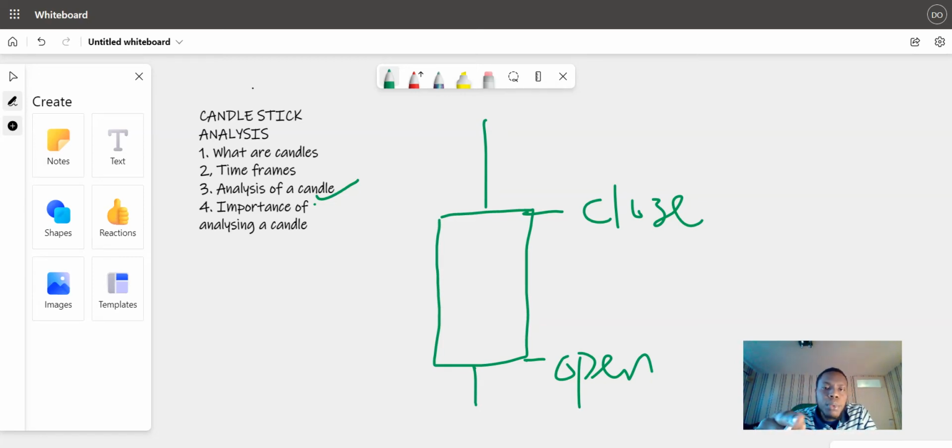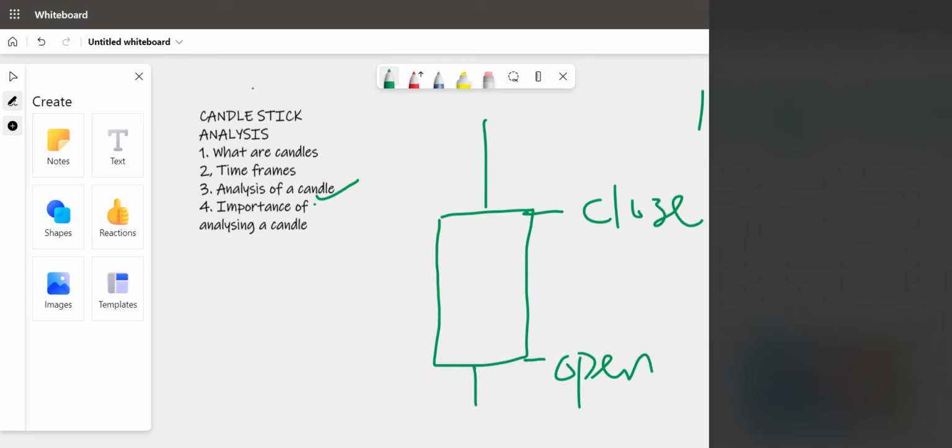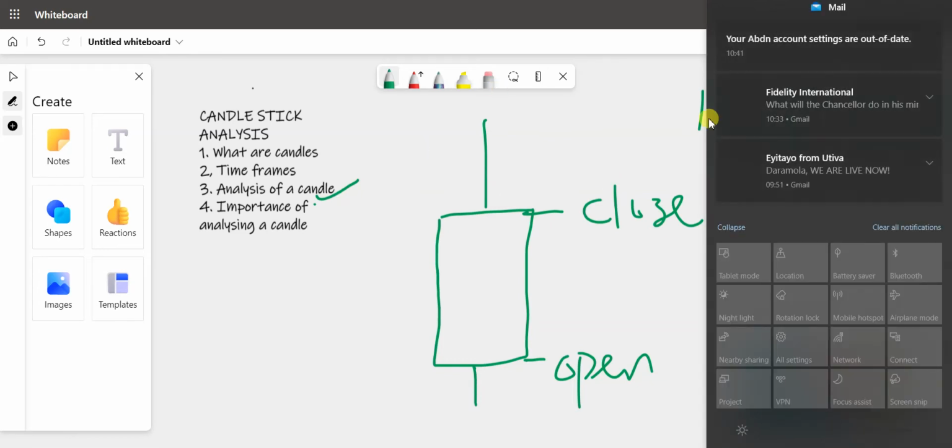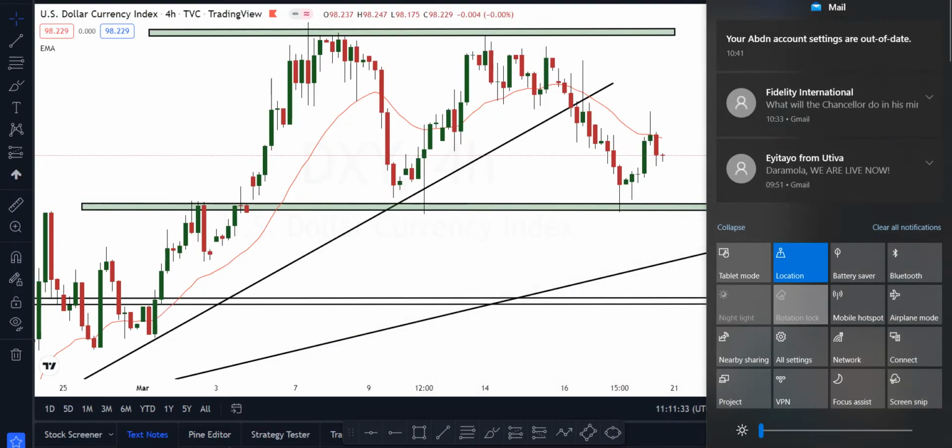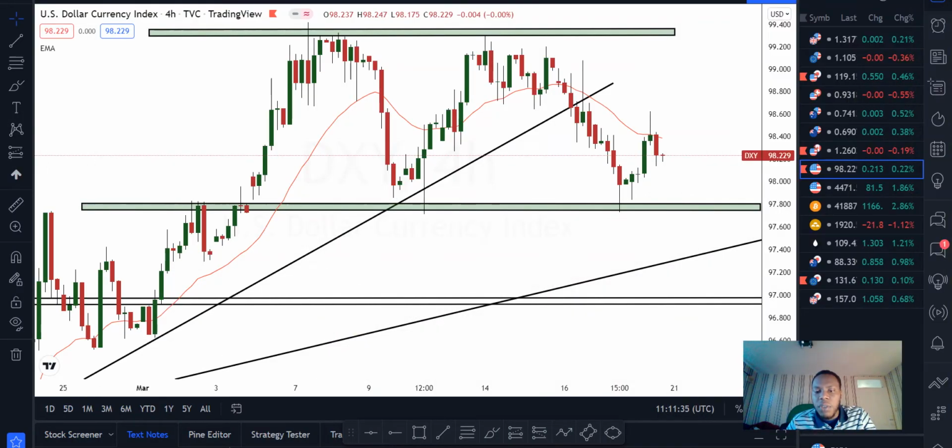When the market opened at 12:00, then it started 12:01, 12:02, 12:03 till 12:30, for instance. Sorry for that. Sorry for that, please.